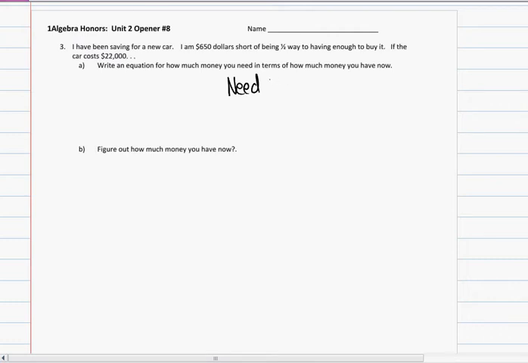is a function which I'll write as f of how much I have. And you don't need to worry about this notation right now. But basically I'm saying that if I can figure out how much I have, I can figure out how much I need, and if I know how much I need, I can figure out how much I have. Right, so if I have one, I can figure out the other.